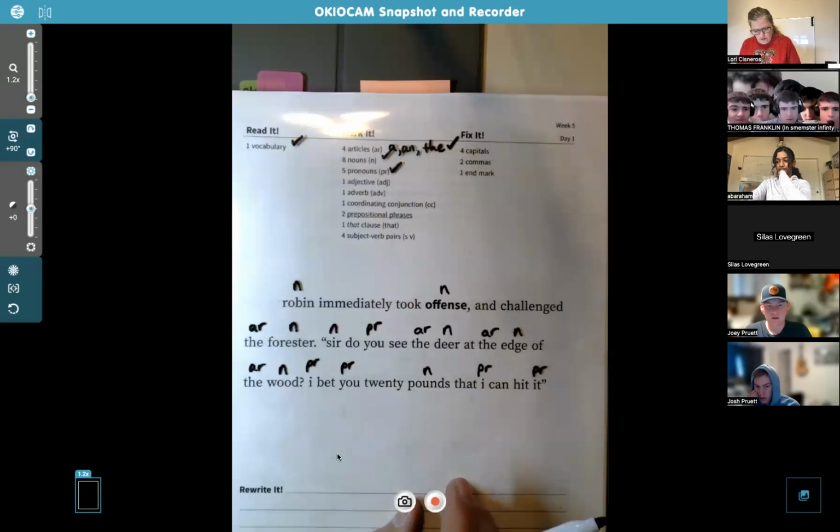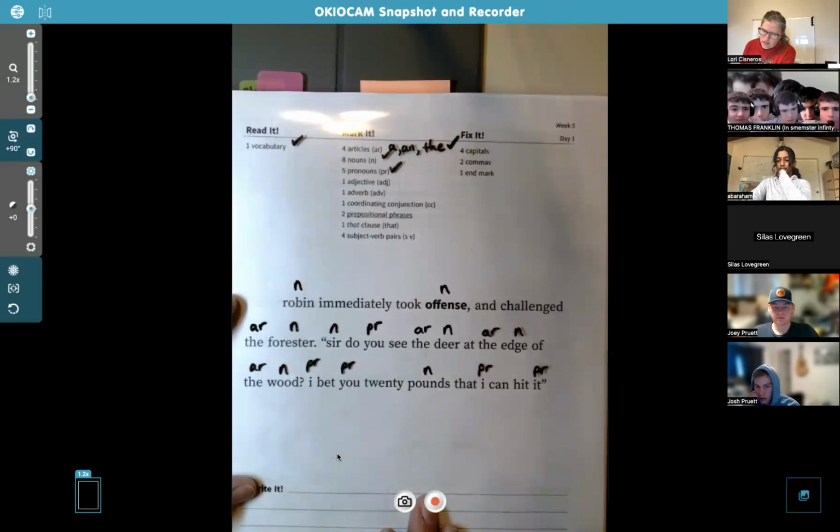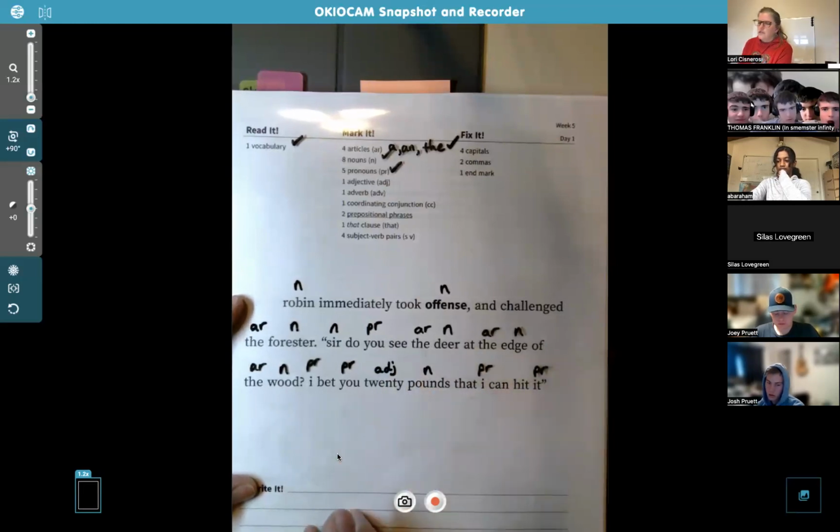Immediately. That's close, but that's an ly adverb. So think about a noun like here, pounds. What word would describe how many? An adverb? Yeah, 20. Adjective, actually. Adjective, yeah, 20. So remember, the adjective describes the noun, and the adverb is modifying the verb.